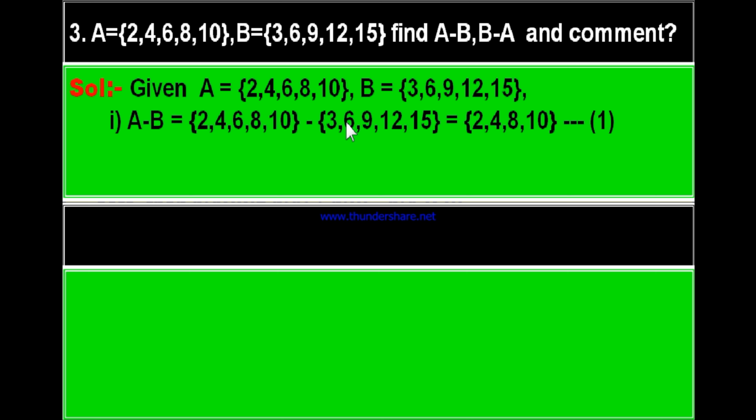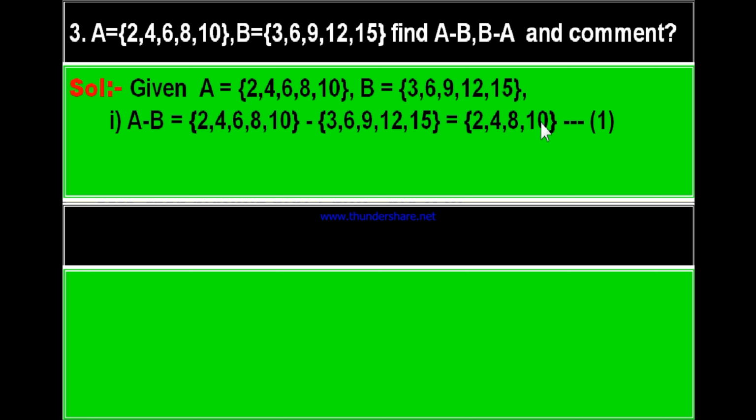2 is in the first set and not in the second set. Then write 2 here. Next, 4. You could not find 4 in the second set. Therefore write 4. 6, you can find in the second set also. Therefore don't write it. 8, which is not in the second set. Therefore write 8 also. And 10, which is not in the second set.